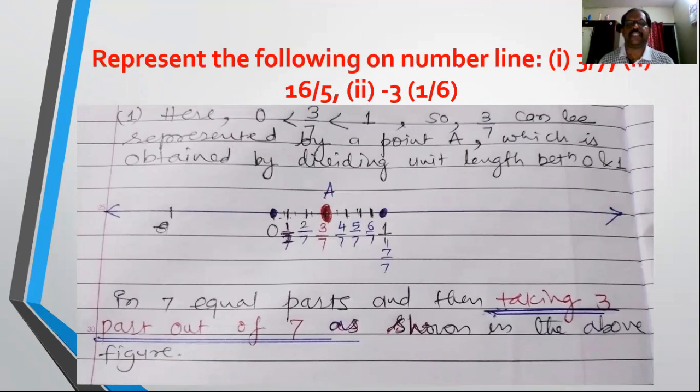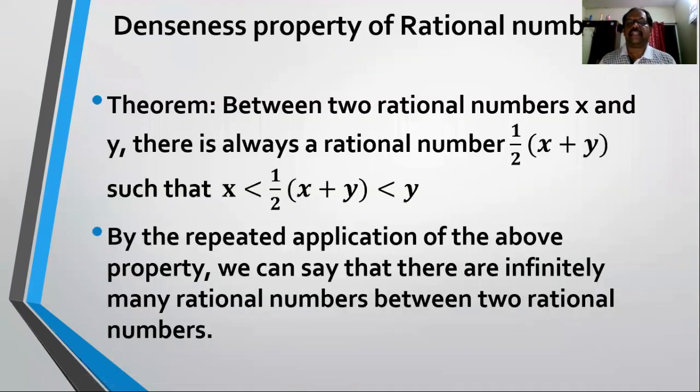Today we are going to see the continued part of the number system, that is, the rational and irrational numbers. In the last video we saw the denseness property of rational numbers. Let me quickly revise what the denseness property of rational numbers was.